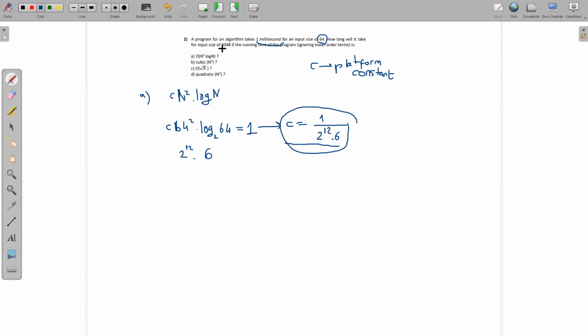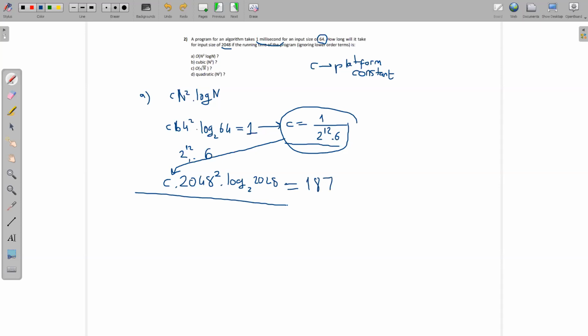And it also asks, for that C, what is the time for getting this input size? Let's say this time is C times 2048 squared times log 2048. And we know that C is that value, then it is our result. I will not calculate it, but I know. You can check if you want.